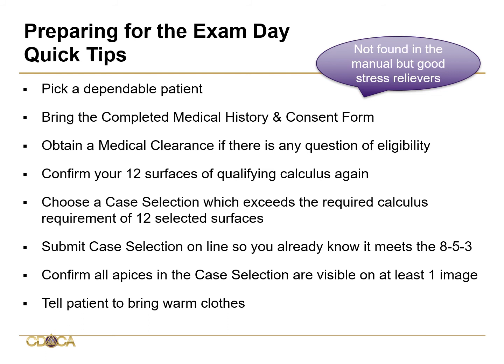It's better to have clearance and not need it than to not have one. To have all this done saves a lot of time and stress. Double check your case selection to be sure it meets the qualifying calculus requirements. Choose a case selection that has more calculus than just the 12 qualifying surfaces of calculus, so the examiners will be able to identify 2 additional surfaces to add to the 12 surfaces you submitted. This gives you 2 additional opportunities to have 12 surfaces of calculus validated.